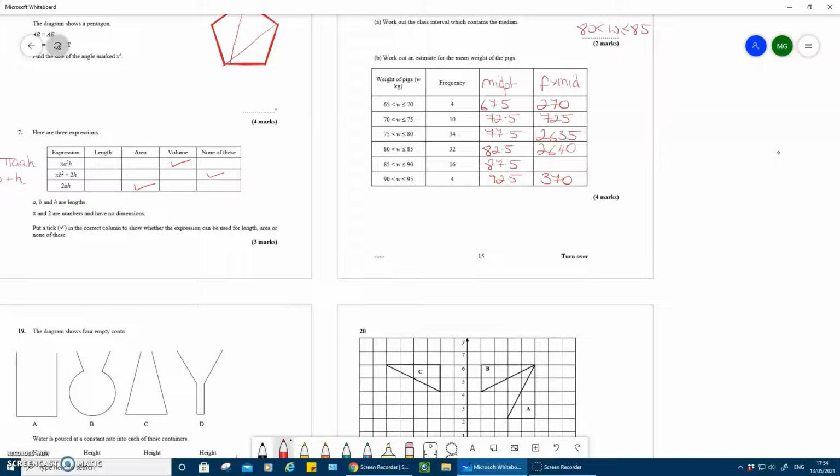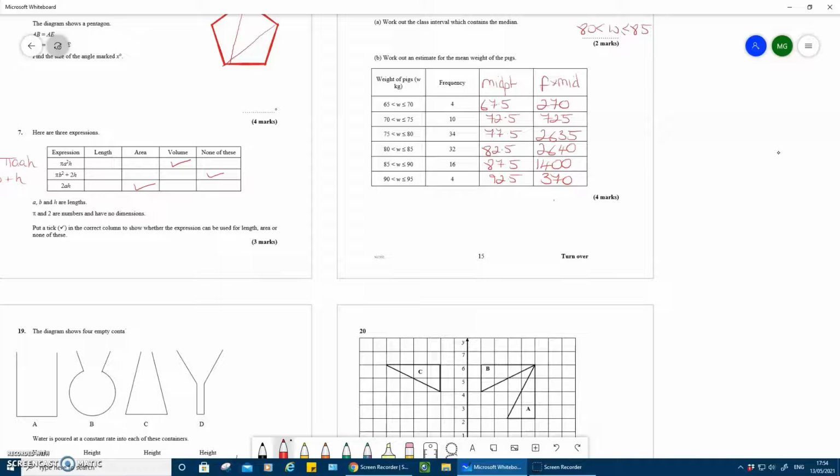I wouldn't expect there to be a question like this on a non-calculator paper for some reason. 87.5 is 1400. So to find the mean, this is the weight of these 4 pigs. So 4 pigs are roughly 6 and 7.5 kilos each. So for the total weight, we're going to add up all these together.